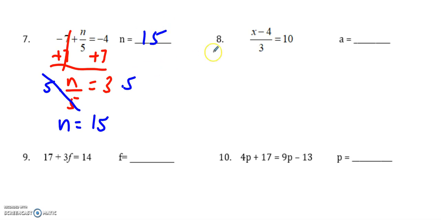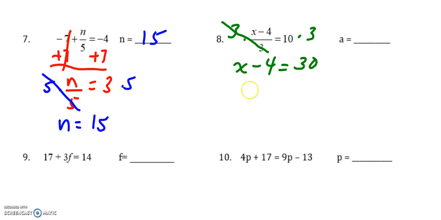Now 7 and 8 are next to each other on purpose because in 7, remember the negative 7 was moved first because it's not attached to the fraction. However, this time we have a giant fraction on this side. And so in class I mentioned that 3 is the reason the fraction exists and is the problem. So the first thing I want to do is multiply both sides by 3 so we can get rid of the fraction. Inverses cross out, so you're just left with x minus 4 equals 10 times 3, or 30.